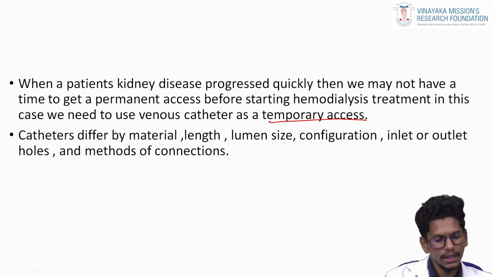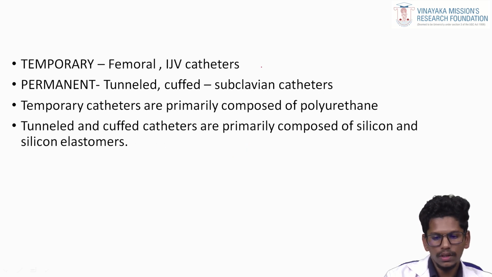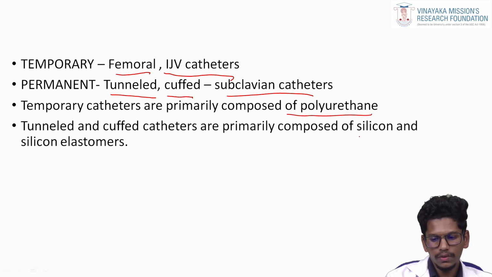Catheters differ in material, length, lumen size, configuration, inlet or outlet holes, and methods of connection. Temporary access means femoral and IJV catheters, and permanent ones are tunneled, cuffed subclavian catheters. Temporary catheters are primarily composed of polyurethane. Tunneled and cuffed catheters are primarily composed of silicone and silicone elastomers.